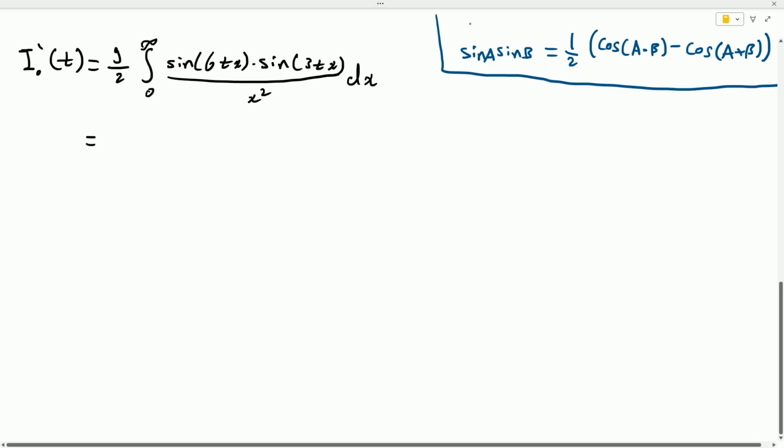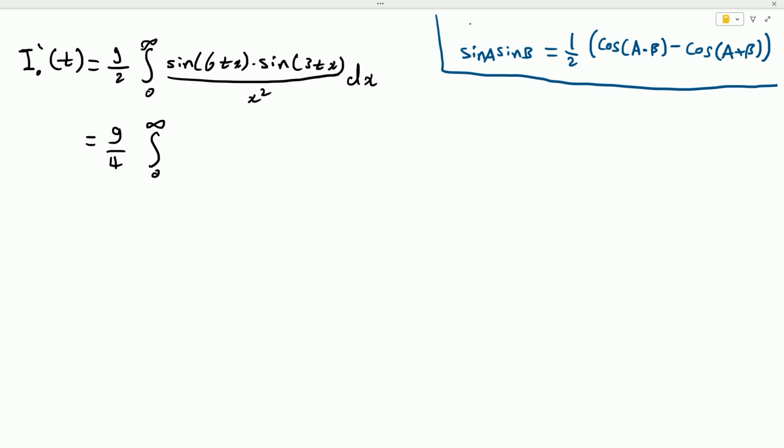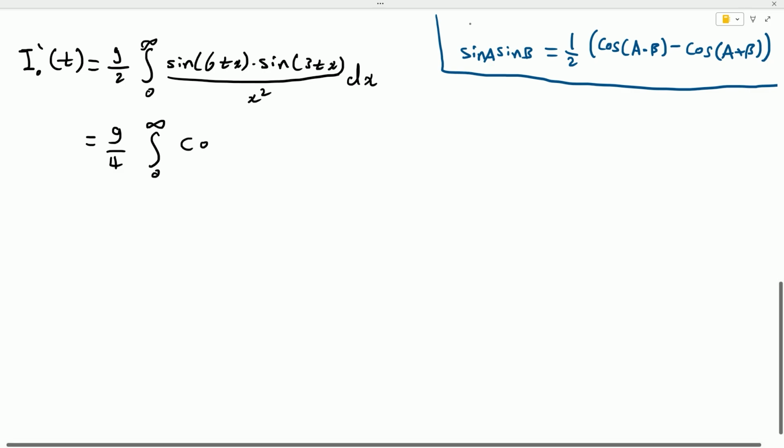So if we were to apply this formula right here, because of this half, it's going to be multiplied by 9 by 2, so it's going to be 9 by 4, the integral from 0 to infinity. Now let's see, sine 6tx multiplied by sine 3tx, our 6tx is going to be A, and our 3tx is going to be B. So this is going to be the integral of cosine 3tx minus the cosine 9tx all over x squared dx.